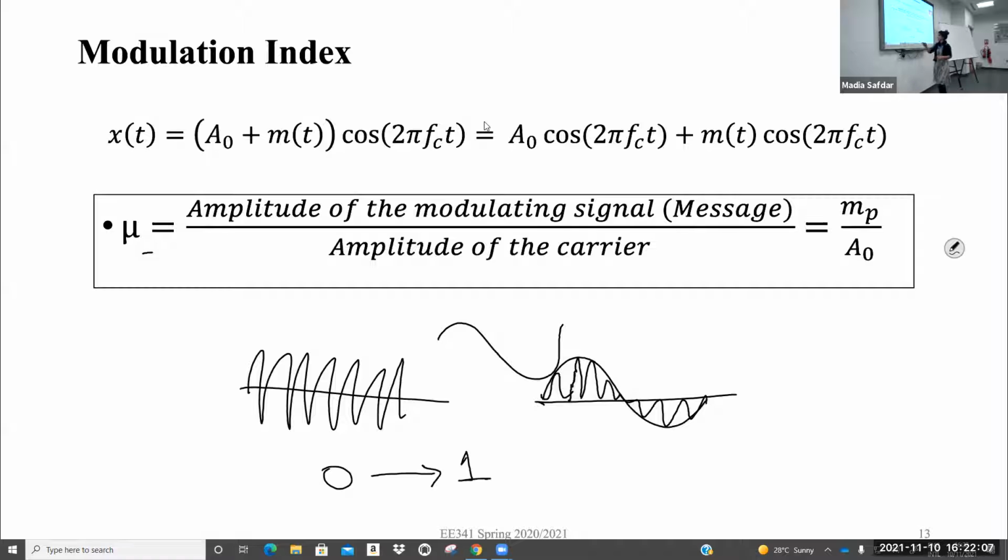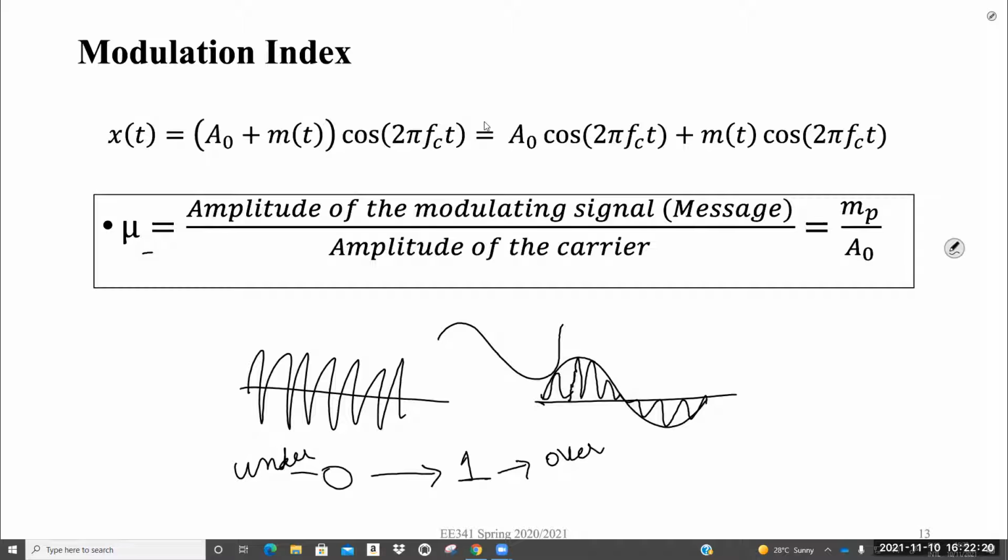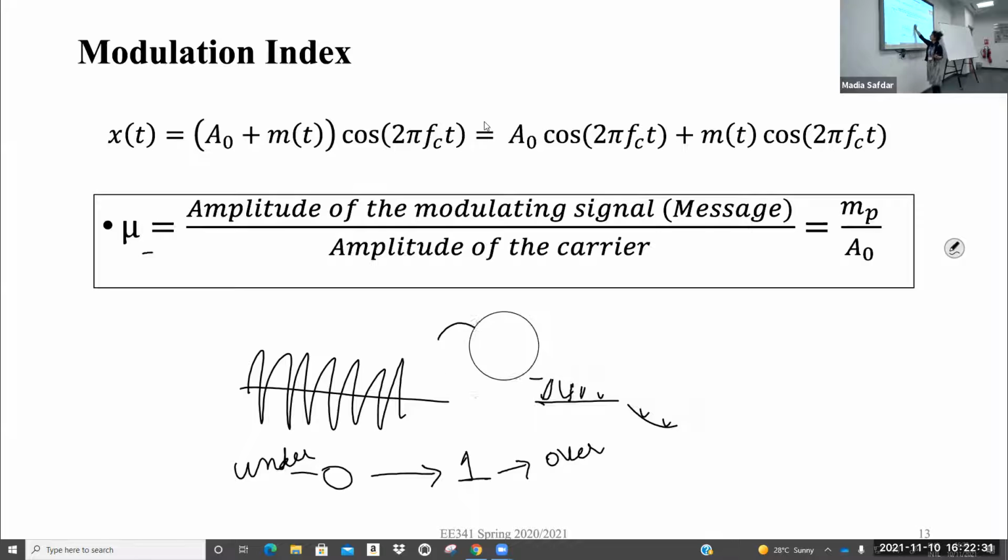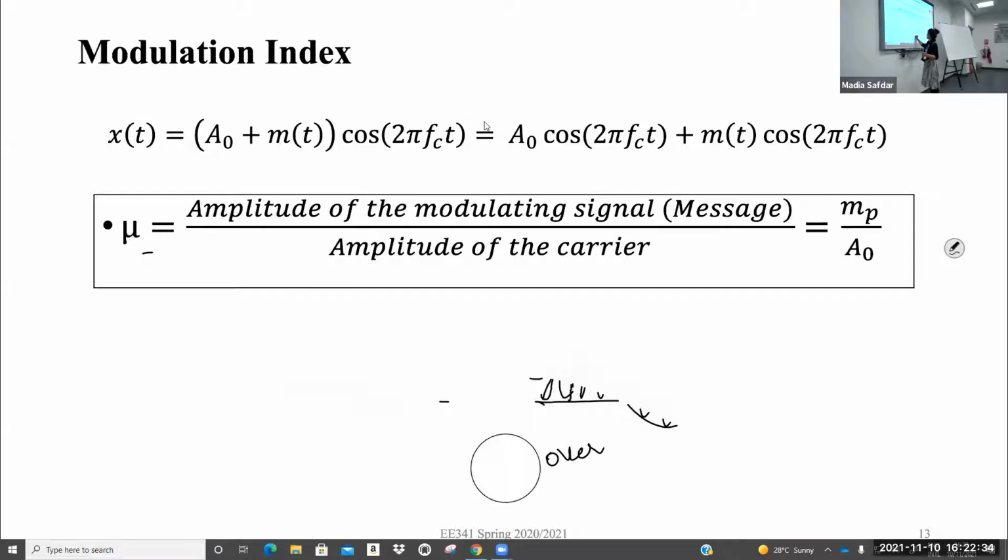If the value is less than 1, this is under modulation, which we don't want, meaning some of the information will be lost. If it is greater than 1, again information will be lost. So we want the modulation index to be between 0 and 1. The variation in the amplitude should be between 0 and 1. So this is equal to Mp divided by A naught.